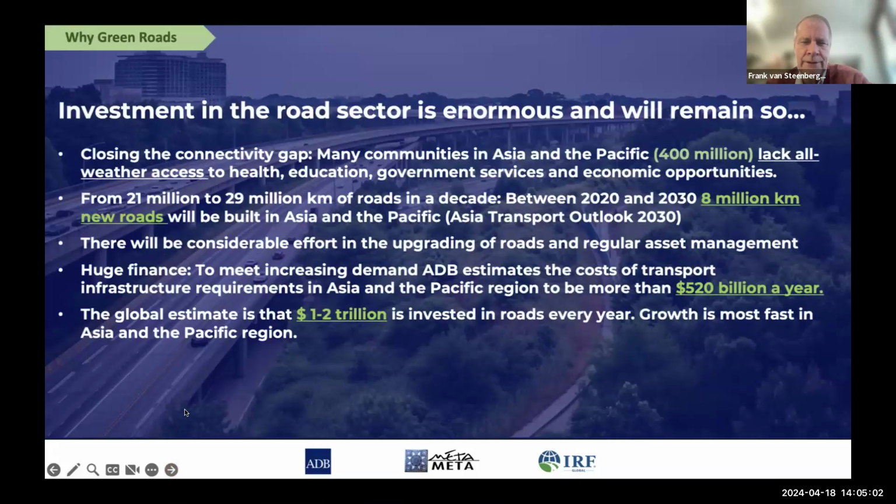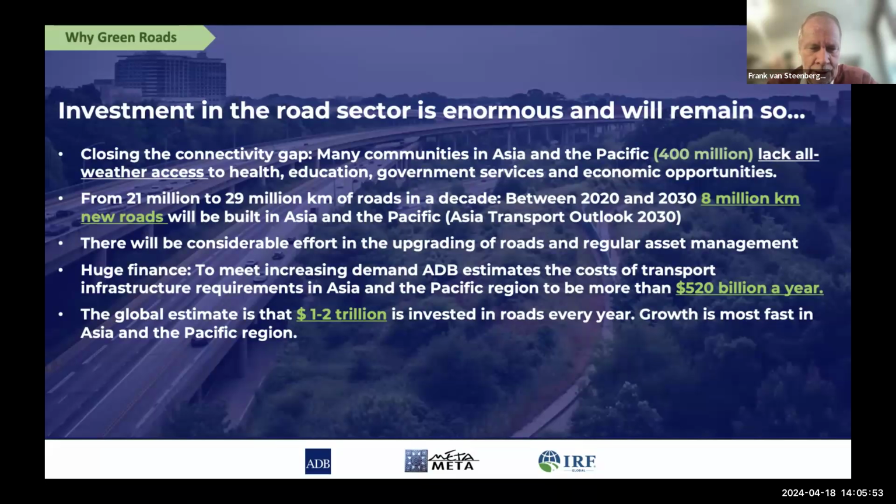So why are green roads so important? Because there is going to be a lot of work, and you all know it, I guess, in the audience of this webinar. There is a lot of investment in new roads, and also in maintaining and upgrading existing roads, because we still have a connectivity gap in Asia and the Pacific, with 400 million people not having access to all-weather roads. The Asian Transport Outlook, which is really a rich source of data, estimates that in this decade, 8 million kilometers of roads will be built. That's adding almost 30% in Asia and the Pacific.